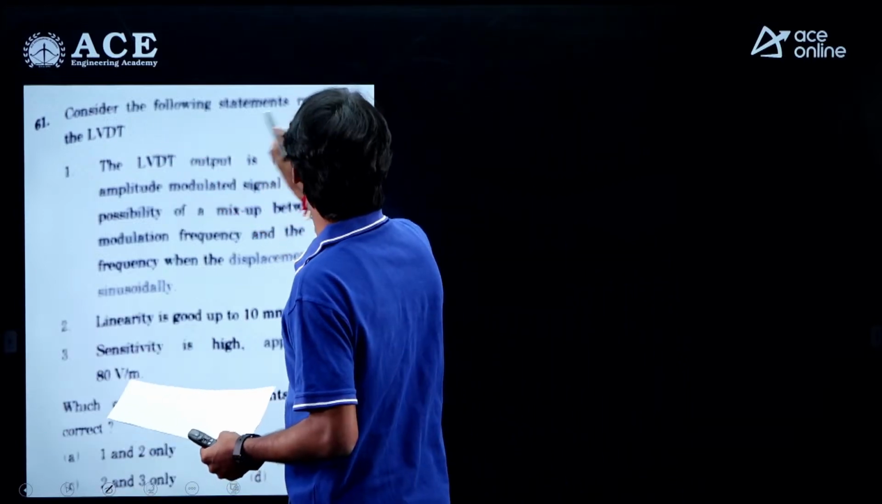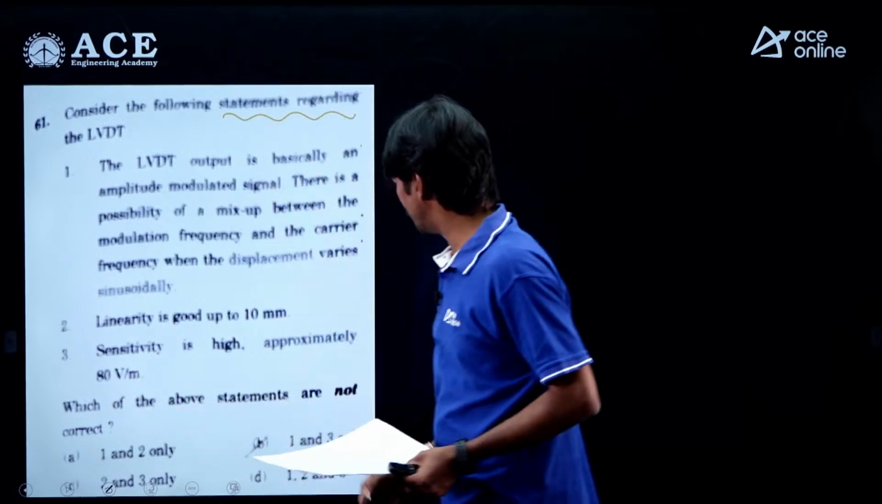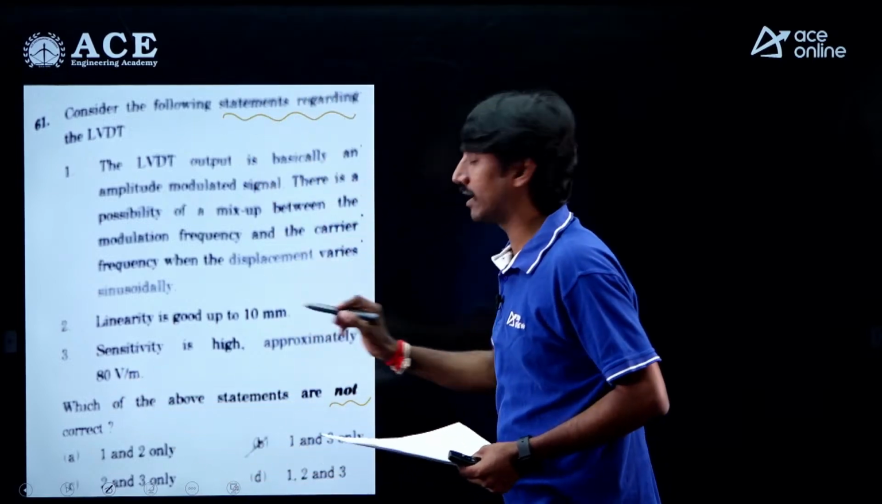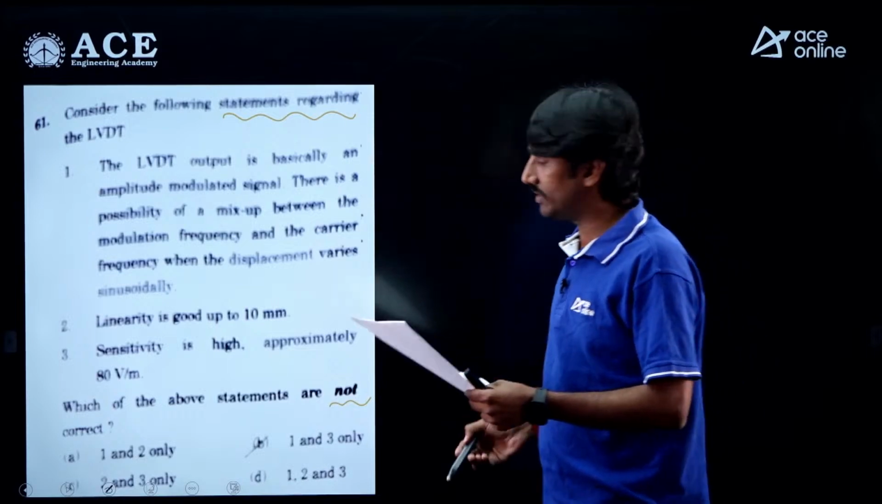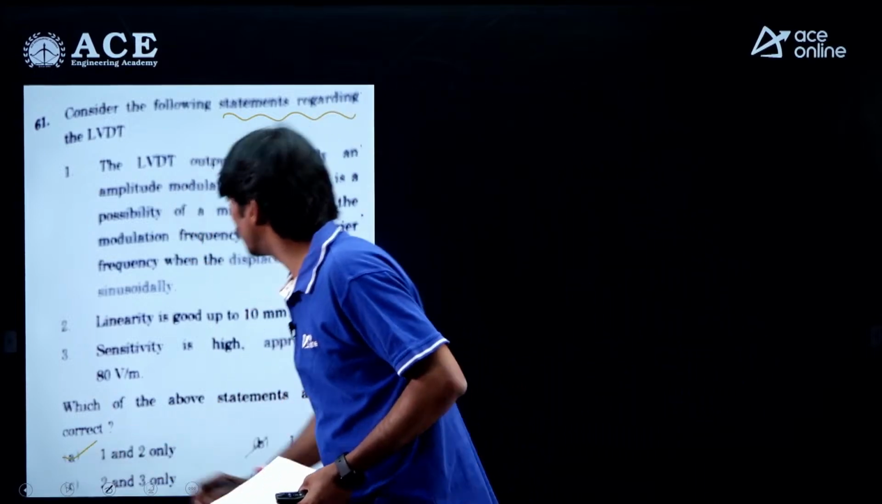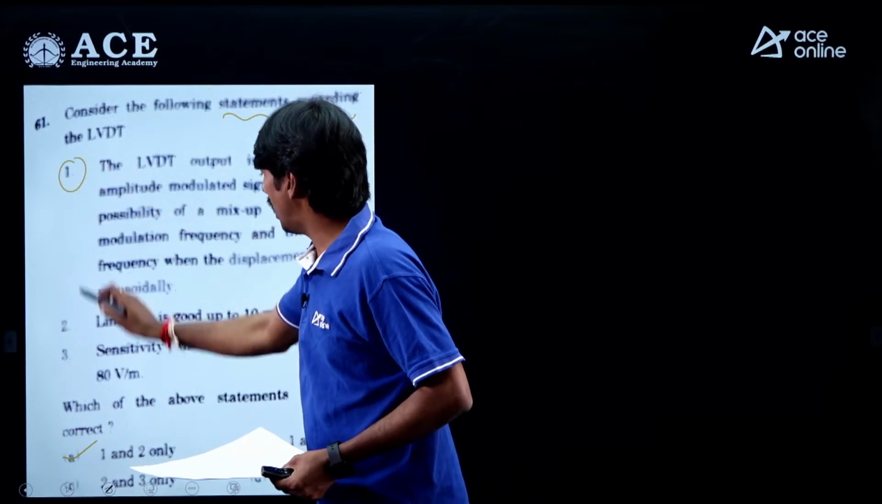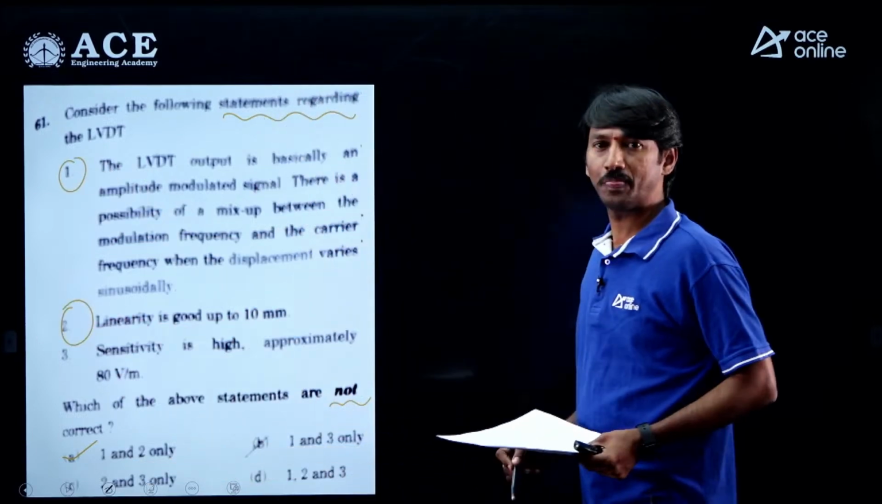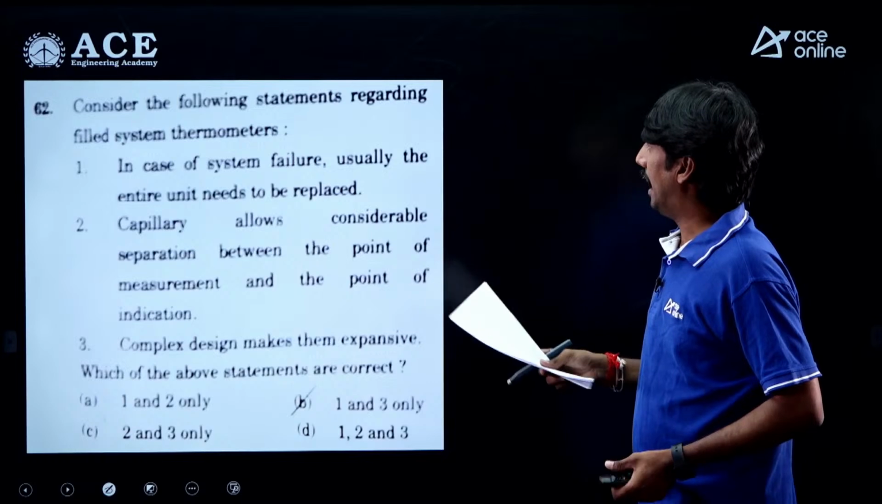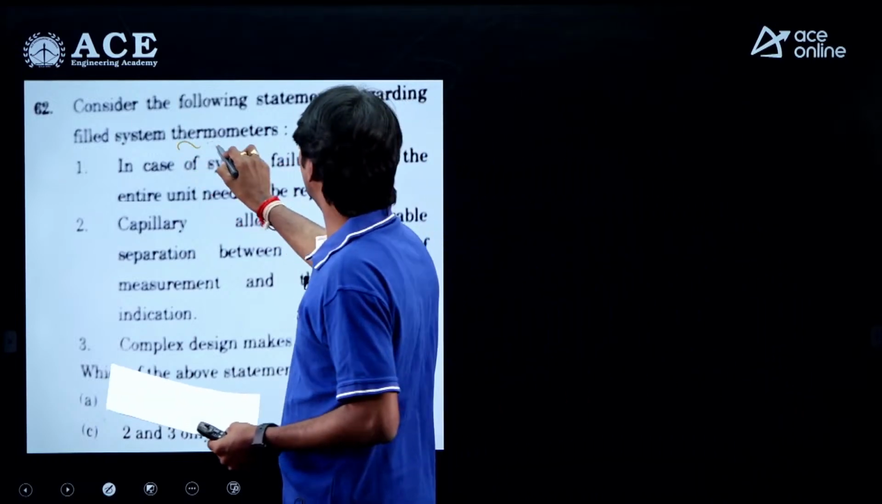Consider the following statements, which are not correct here is given. So for LVDT, which are not correct means the answer here is 1 and 2. These two are not correct, right? Option A. And this is the question related to thermometer.